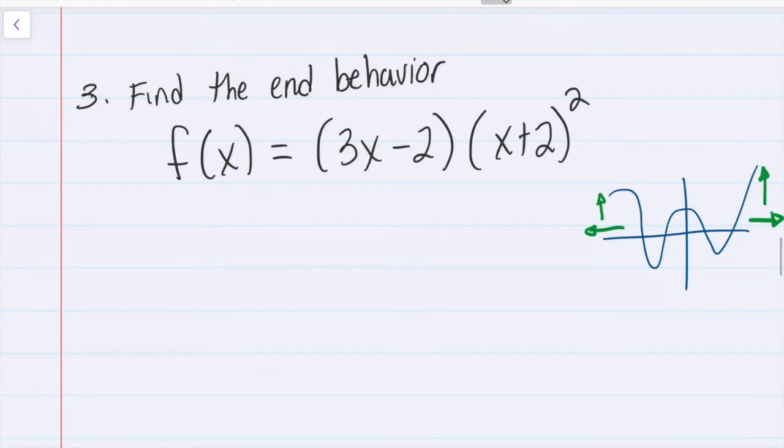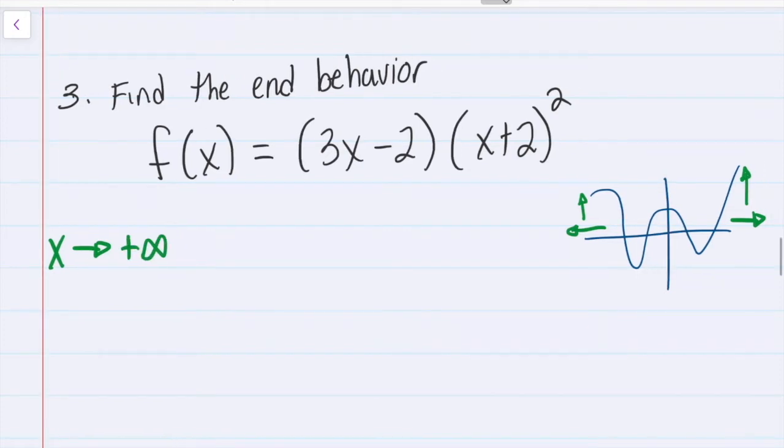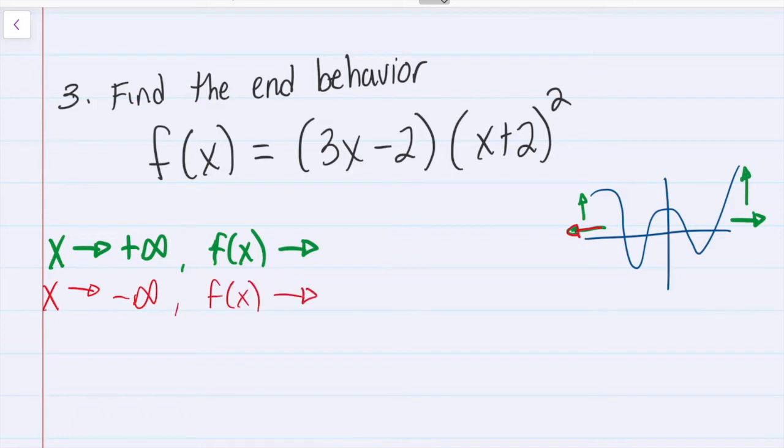Well, let me give you an example. When my x approaches a big positive number, so going to the right, I need to know where my function is going. Same thing for when my x is approaching a negative number, in other words, going to the left. I need to know where my function is going.